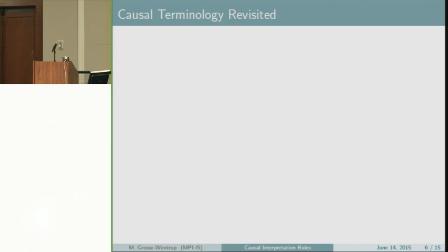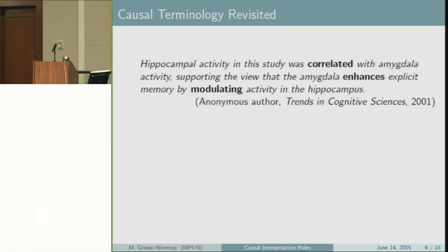Now, moving back to the introductory example by the anonymous author in Trends in Cognitive Sciences. How do we translate this into this causal framework? To me, the statement the author makes here is that amygdala activity was correlated with the hippocampus. So HC and AM, hippocampus and amygdala, are dependent. And he concludes from this that the amygdala modulates the hippocampus and thereby enhances explicit memory. So this is how I translate this sentence into the language of these DAGs.